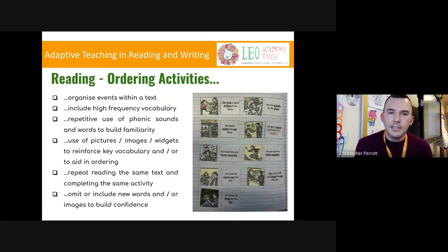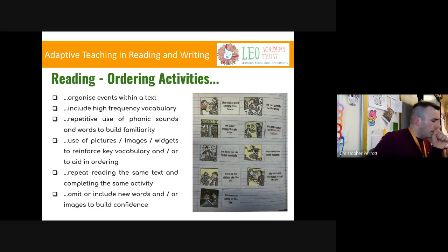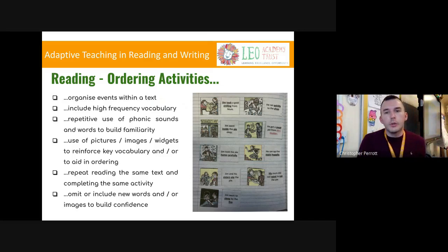And then our next one is ordering activities, which is a really fun activity. As you can see, this is a picture of an example of something that I've done in my classroom as well. I've taken the basic story and I've turned it into a very simple sentence. Each one has a sentence on each of the cards, and each of the words was a spelling rule or a phonic word that I was teaching that week as well.